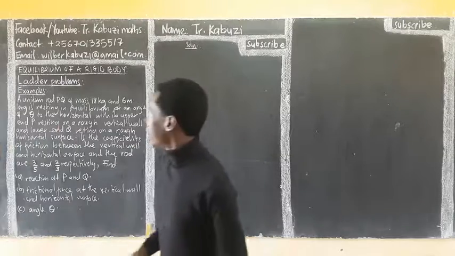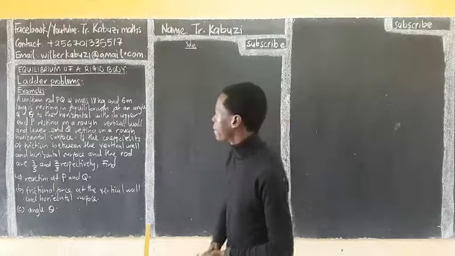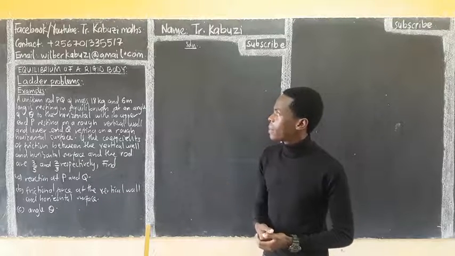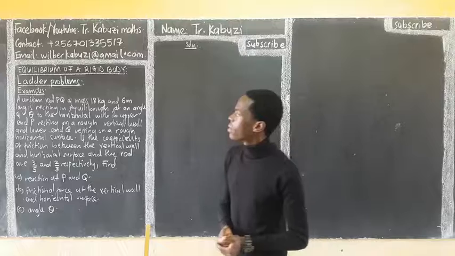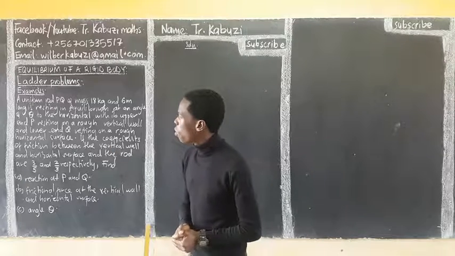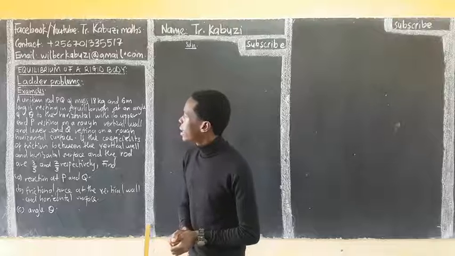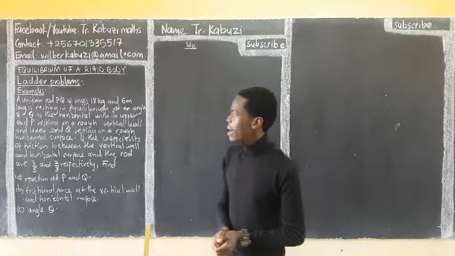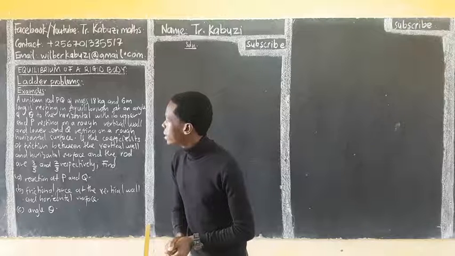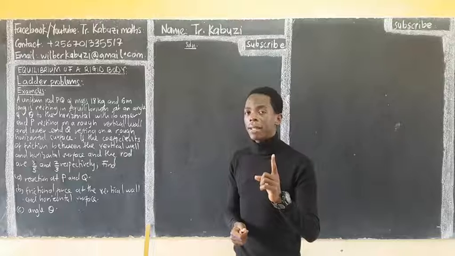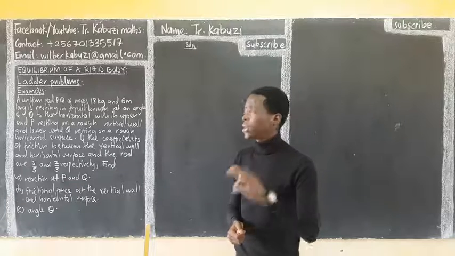Okay, let us see another example here. We are still on uniform rods. A uniform rod of mass 18 kilograms and 6 meters long, resting in equilibrium at an angle theta to the vertical and to the horizontal, with its upper end P resting on a rough vertical wall and the lower end Q resting on a rough surface.